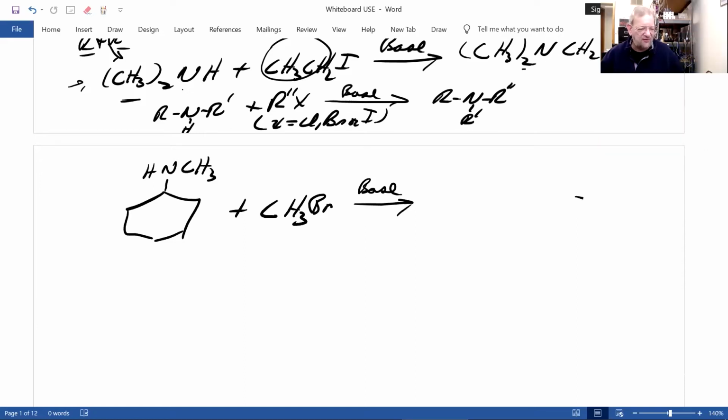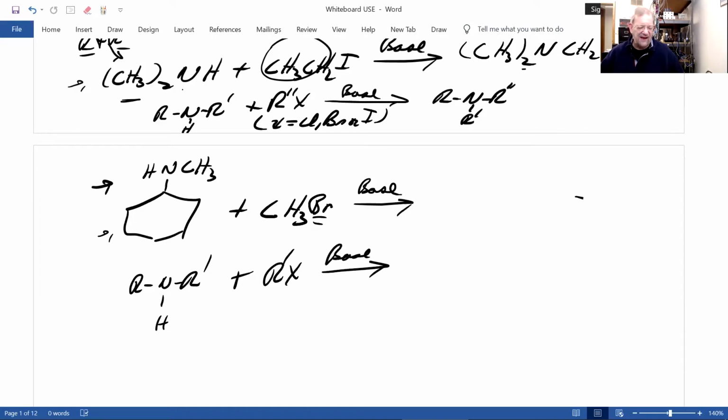Now, let's look at this molecule. What's different? What's not carbon? What's not hydrogen? Ooh, and nitrogen. It's got 2 alkyl groups, a cyclohexane ring and a methyl. And we'll call that a secondary amine. What's, ooh, a halogen on a carbon, an alkyl halide. And if you react that, what do you get? A tertiary amine.